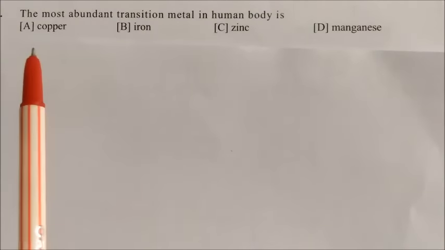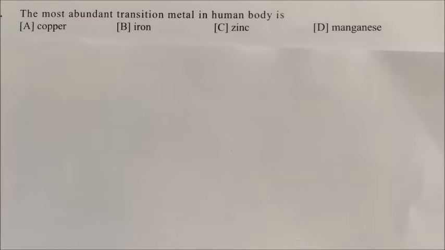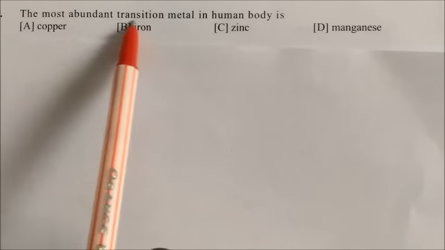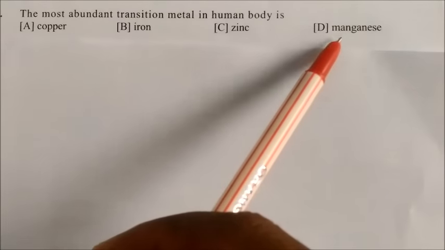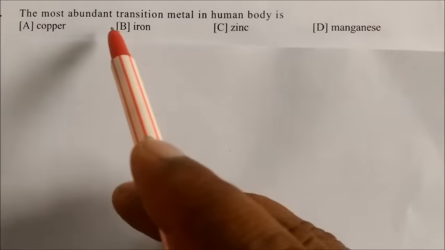The most abundant transition metal in the human body is definitely iron, which is present in our blood. Copper is less, zinc is less, manganese is very less. So the answer will be iron.